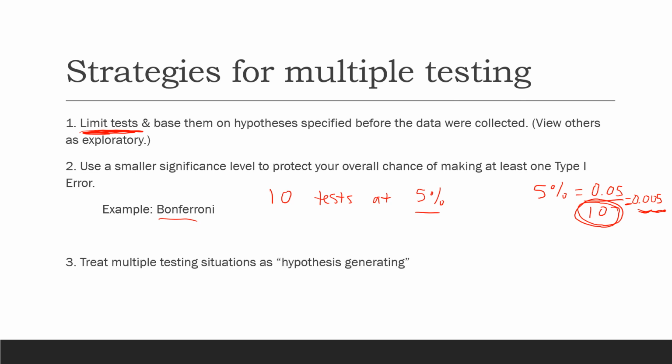The other thing that you can do is treat situations where you're doing multiple testing as something that is used for hypothesis generating, as opposed to really testing for relationships between the variables. So view it as an exploratory data analysis type of situation, and then use the hypotheses that you generate to collect a new sample of data. This would be called an out-of-sample test, where you're using a completely new sample to test hypotheses that were generated by doing this sort of exploratory data analysis with your original sample.